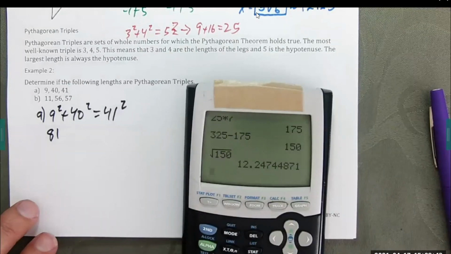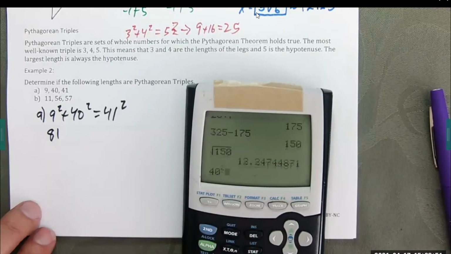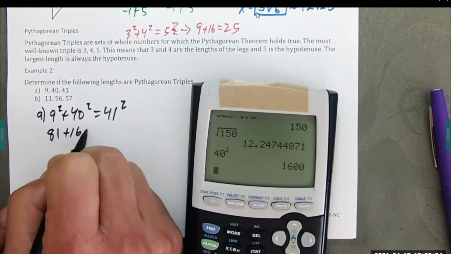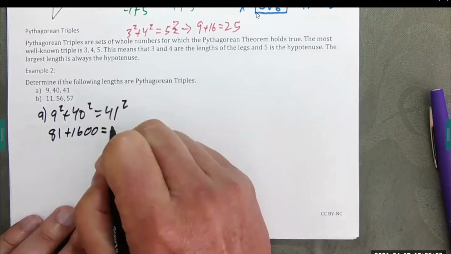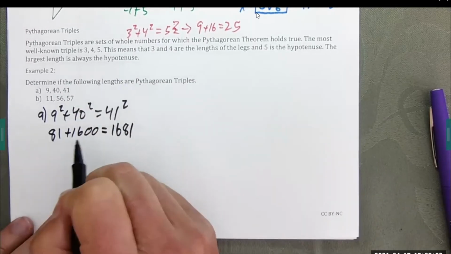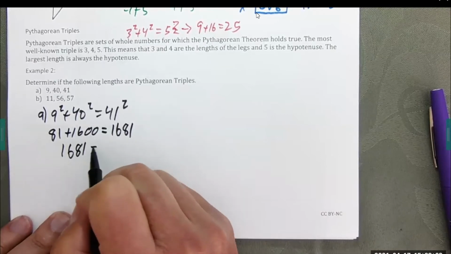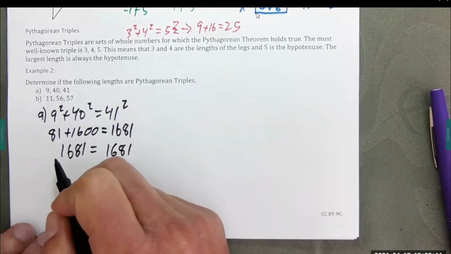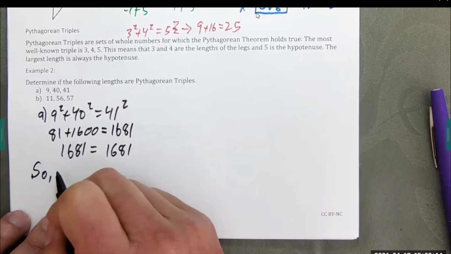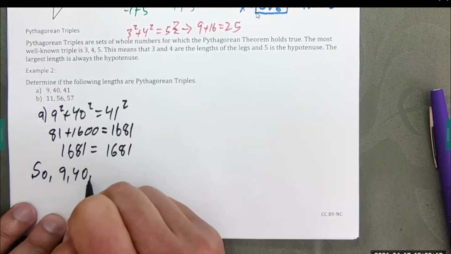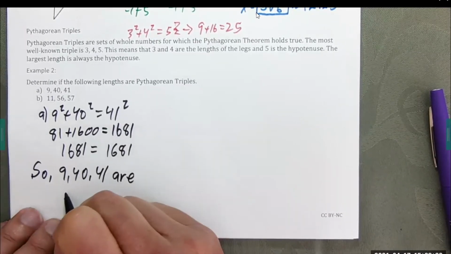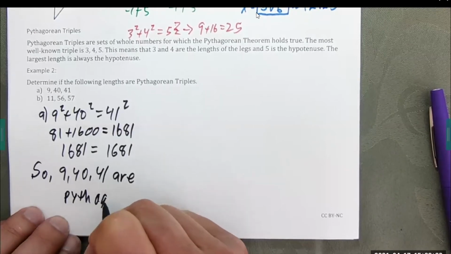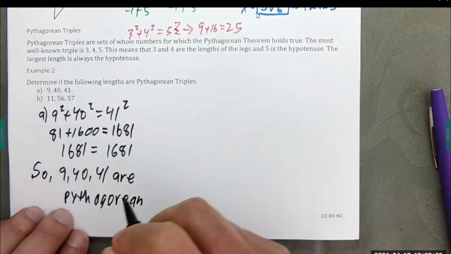Let's make sure. 40 squared. And 41 squared is 1681. And you can see this is going to add up to 1681 equals 1681. So we can conclude that 9, 40, 41 are Pythagorean triples.